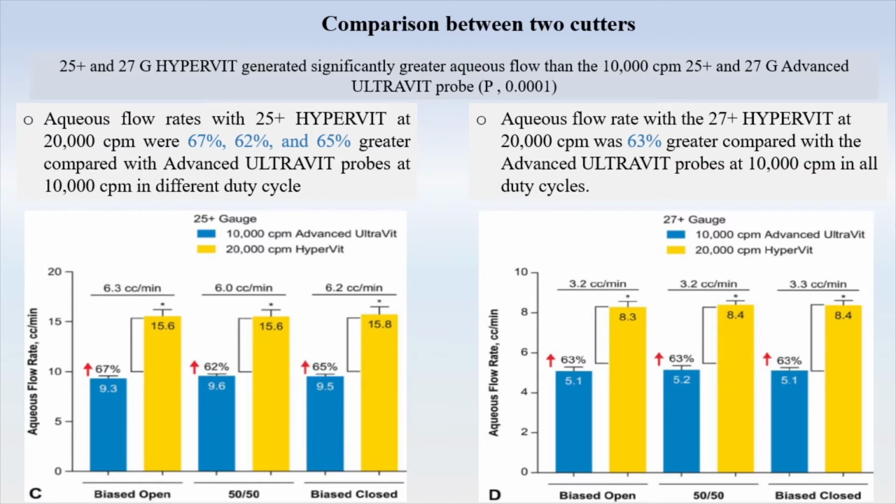Now, when they compared between the hypervit and the ultravit, they have seen that the aqueous outflow is more for hypervit compared to the ultravit, as seen in the graph. It is around 67% more in open duty cycle, 62% more in 50-50, and 65% more in case of closed duty cycle. It was seen more for both the gauges.